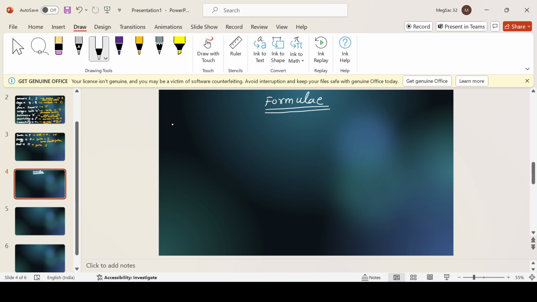Now first of all, what I am writing is for the current. Before the current we have one formula that is called quantization of charge.